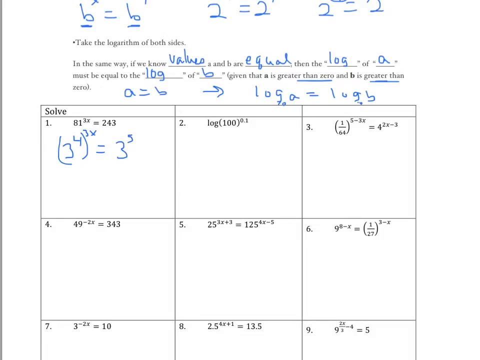So now, let's simplify the exponents, power to power. So 4 times 3 is 12x. And we have 3 to the 5th. Now the bases are the same, 3 and 3. So that means that 12x equals 5. The exponents must be equal. So let's solve. The x value has to be 5/12.